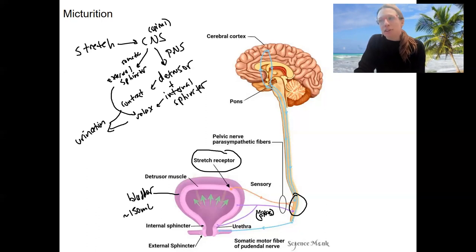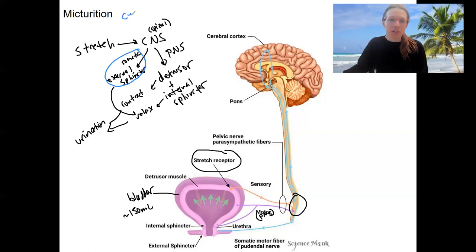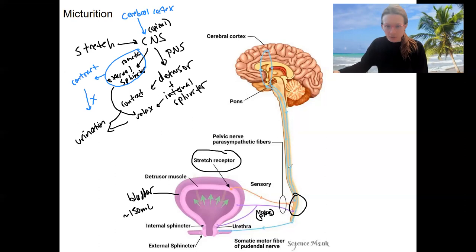So infants, right, until you learn to control your urine, this would be what's happening all the time. However, what's nice is we can learn to consciously control, what do you think, our external sphincter. It's a somatic one. So instead of just spinal cord, we have the cerebral cortex controlling the spinal cord and activating this process so that they contract and we stop that process. So this is this blue pathway down here.